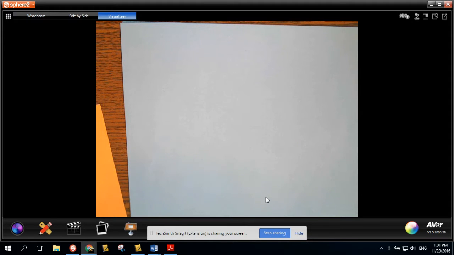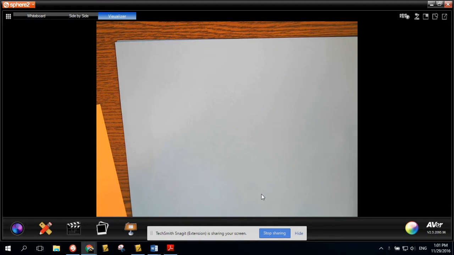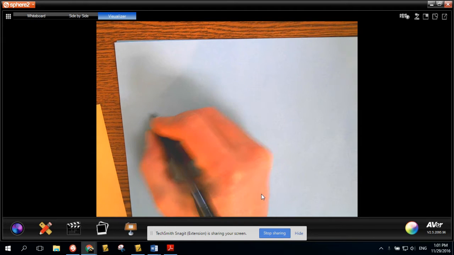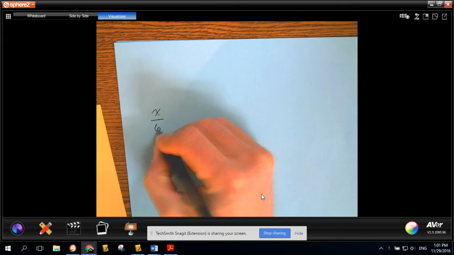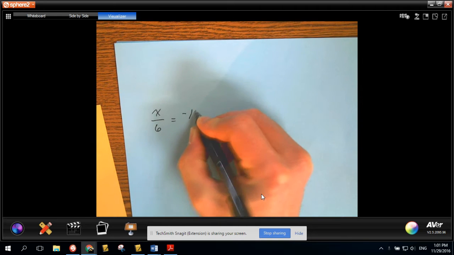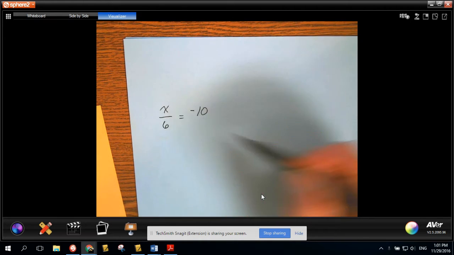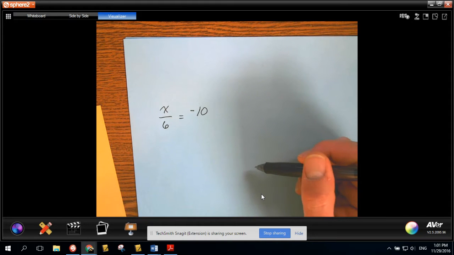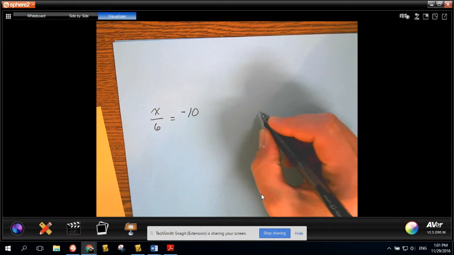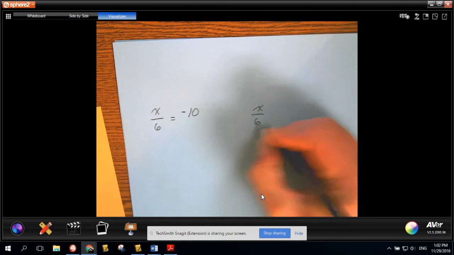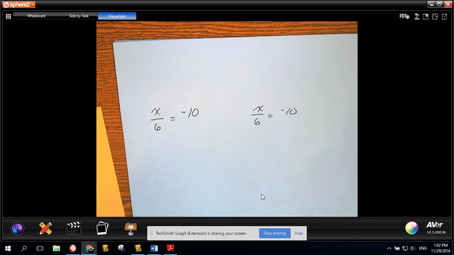All right, guys, we're going to take a look at solving one-step equations that involve multiplication or division. So the steps are the same. Start with this guy. So this says that some number divided by 6 is equal to a negative 10. And I'm actually going to do this in a couple different ways so we can see two different ways of doing it.